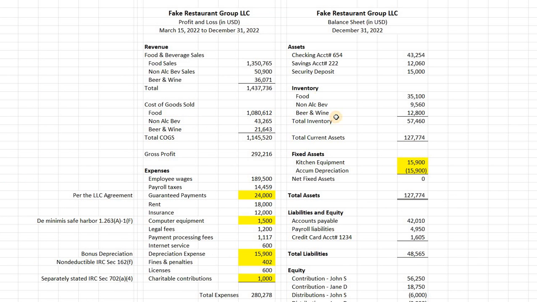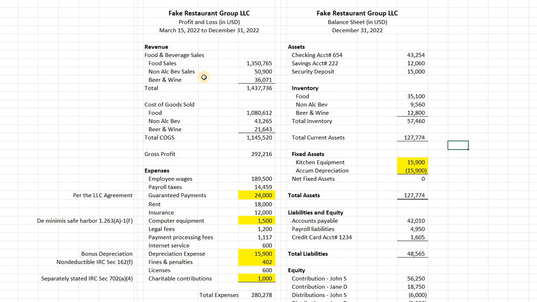All right, so their financial statements, I try to make these relatively simple, covering some of the big ticket items that you would see for a restaurant. So if we start with a profit and loss statement here on the left-hand side, we've got our company, Fake Restaurant Group. Profit and loss is obviously expressed in US dollars. And we can see here it's set up from March 15th through the end of the year. Now, March 15th, because that was the day the entity was set up, right? It doesn't have activity prior to that because it didn't exist.